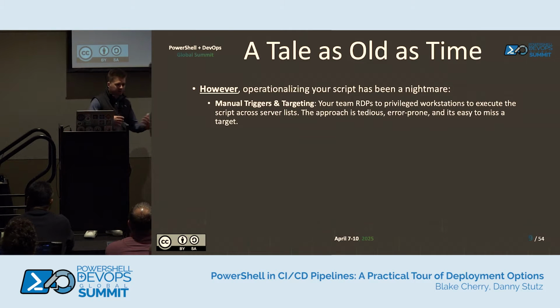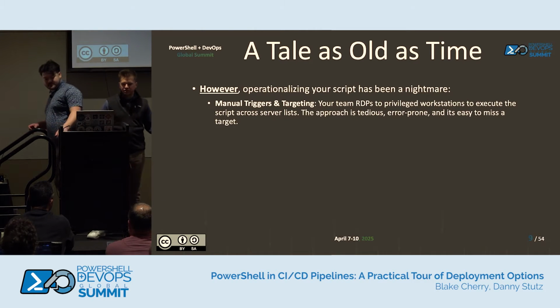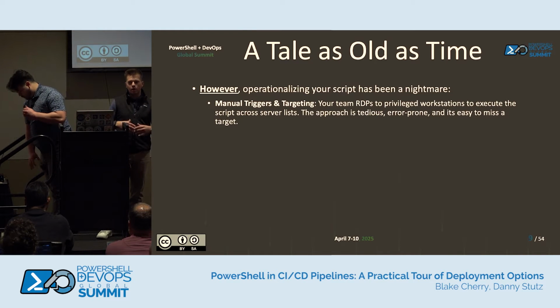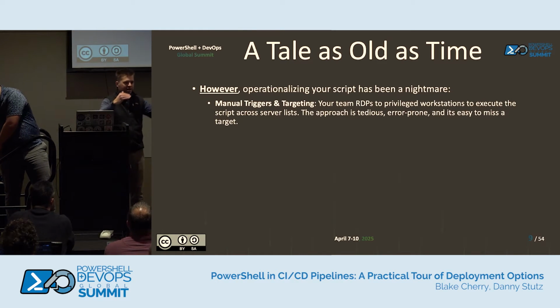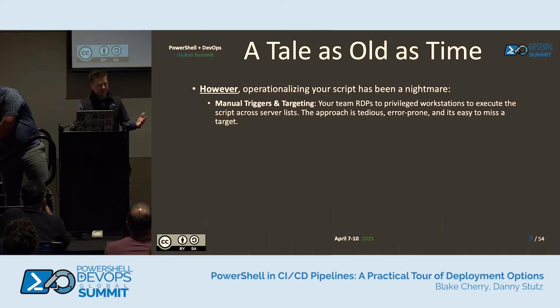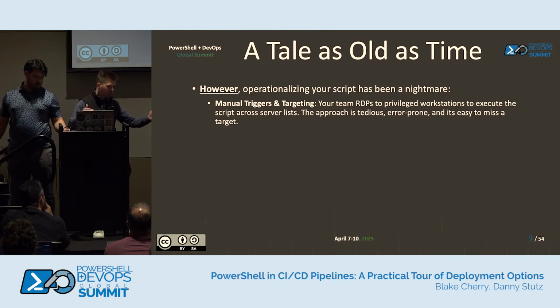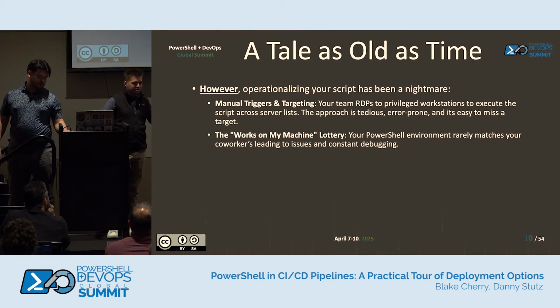So your team is RDPing to privileged access workstations to execute the script across an inventory of server targets held in Excel that need the script run against them. The approach is tedious, error prone, easy to miss one of the targets, and easy to run the script incorrectly. The works-on-my-machine lottery.